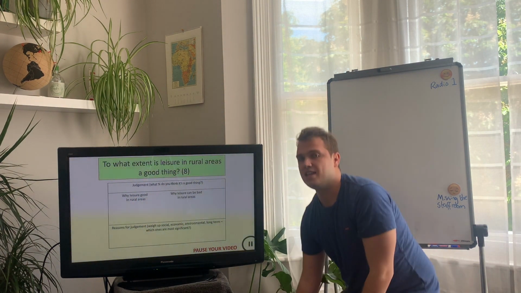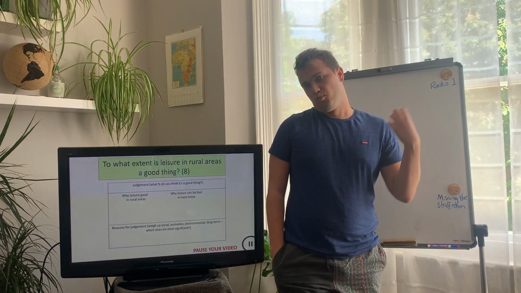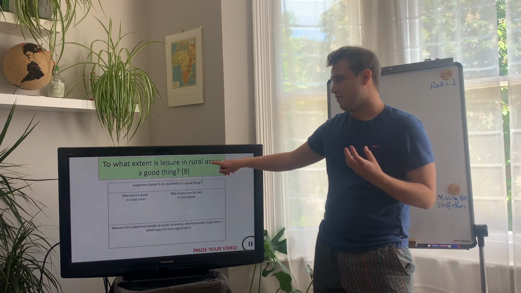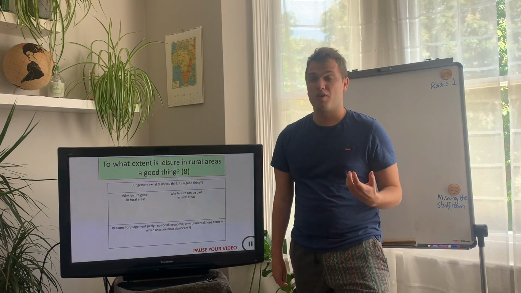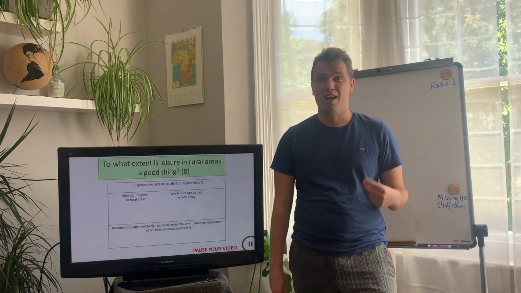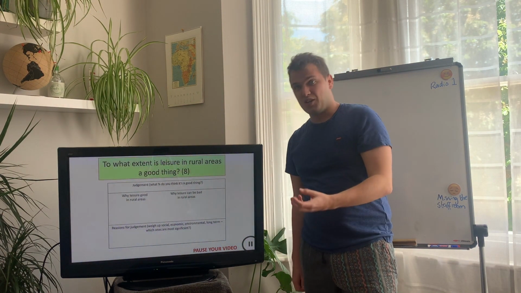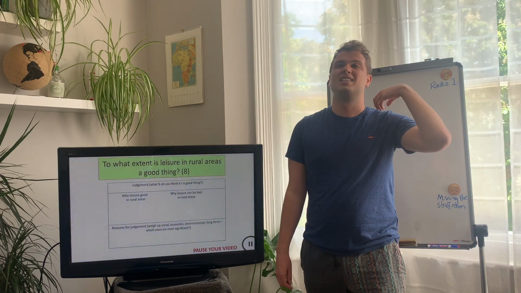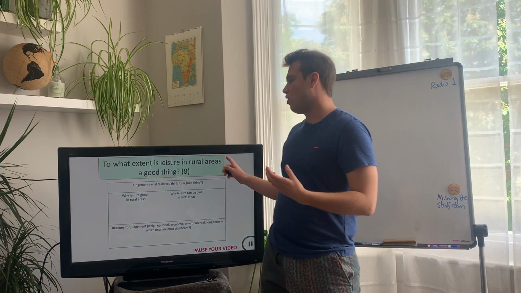So whenever you have an 8-mark question, you will always start off with your overall judgment. So what percentage do you agree with this statement? So you could either say, I 80% agree with this statement, I think leisure in rural areas is a good thing, or you might say, I 80% disagree with this statement, I think leisure is a terrible thing in rural areas. And then what you have to do is explain why that is.